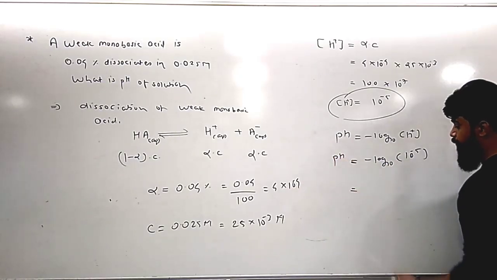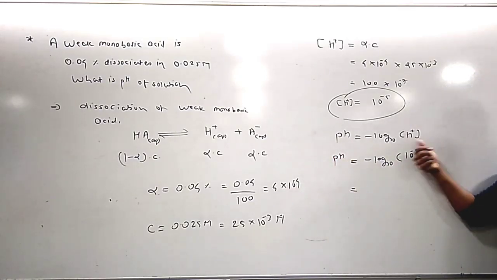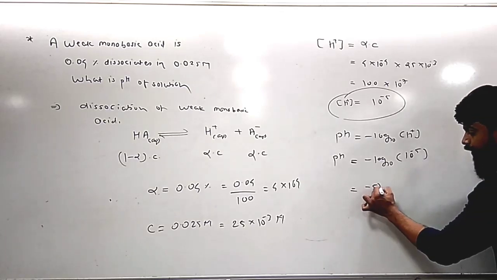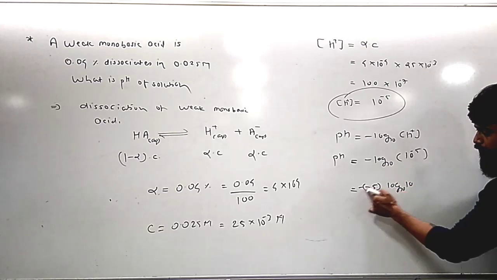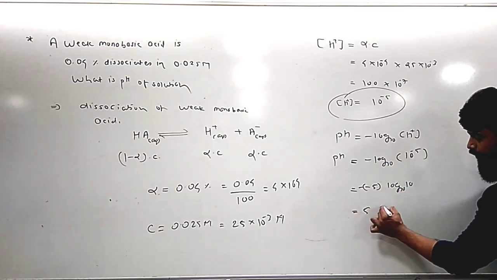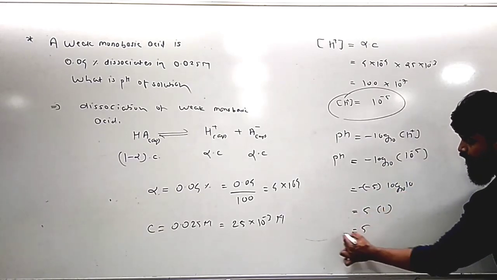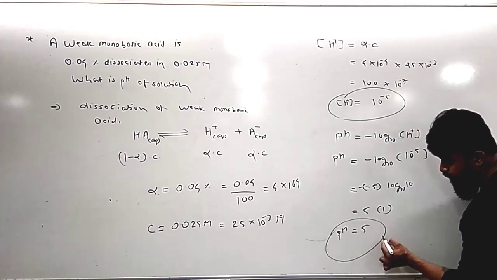Again, same concept. Log of A raised to B is B log A. So minus 5 into log base 10 of 10. Minus minus becomes a plus. Log base 10 of 10 becomes 1. So it is equal to 5. So the pH of the given solution is 5.